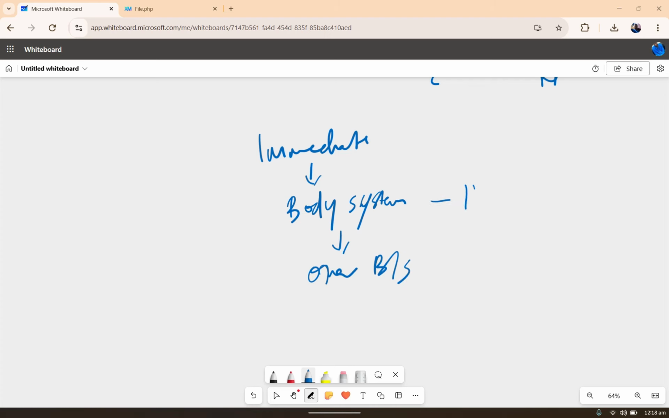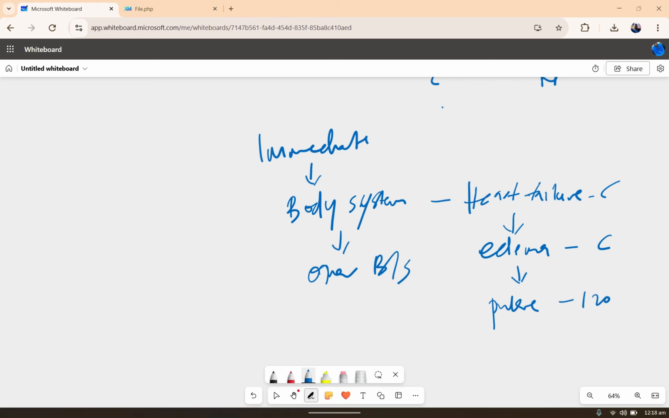Like now, if a patient is having heart failure, the NCLEX might tell you the patient is having edema. This is a cardiovascular problem, and this is a cardiovascular symptom. The NCLEX might tell you the patient's pulse is 120. This is also a cardiovascular symptom. So they are all related to cardiovascular.